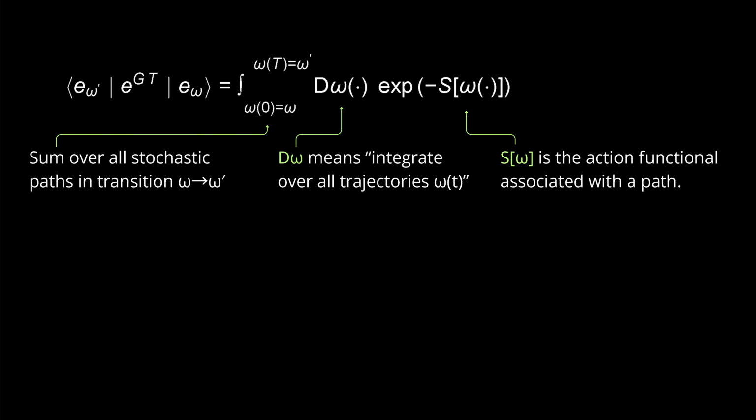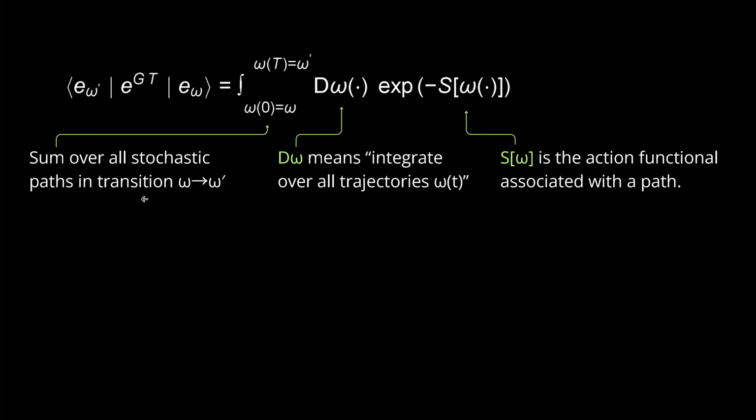Look at this beautiful equation. Isn't it gorgeous? Can you identify the terms? Yeah, this is our Feynman notation. Great. And then we have the action functional that is associated with particular paths. This simply means integrate over all trajectories that we found in our configuration omega at a particular time t. And then we have a path integral, the sum over all stochastic paths in our transition.